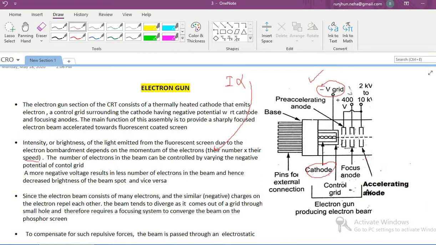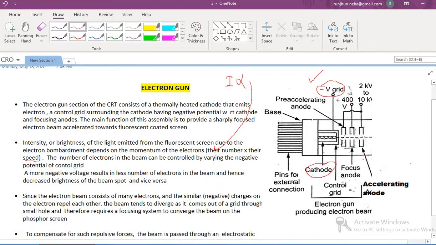This negative grid is provided as a front panel control by the name of intensity. So, when you rotate the intensity knob in a clockwise direction, you basically tend to reduce the negative potential and hence increase the intensity. When you rotate the knob in the anti-clockwise direction, you basically tend to increase the negative potential and hence reduce the intensity. This is how the intensity is changed from the front panel control.